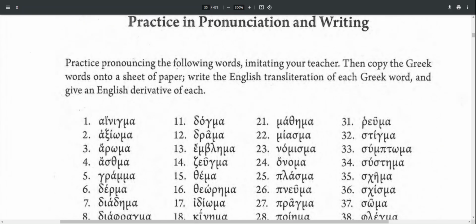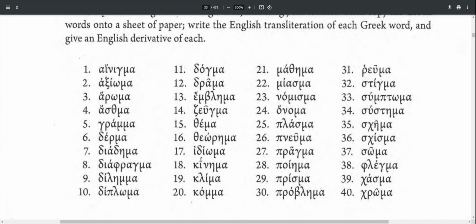And here you have some words, and you can try to pronounce them, and you can try to copy those words, and you can try to find a word that is a derivative in English. Enigma. Number one, enigma. Two, axioma. Three, aroma. Four, asthma. Five, gramma. Six, dirma. Seven, diadema. Eight, diaphragma. Nine, dilemma.